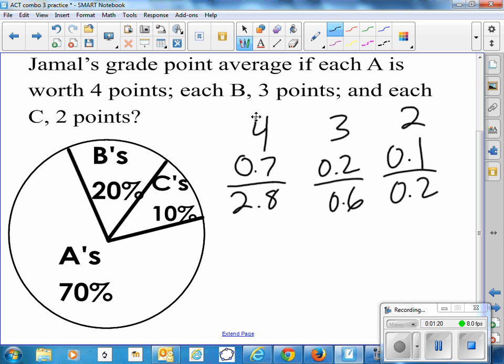If I add those up, I have 3.6. So my grade point average with mostly A's will be about 3.6. 70% A's, 20% B's.